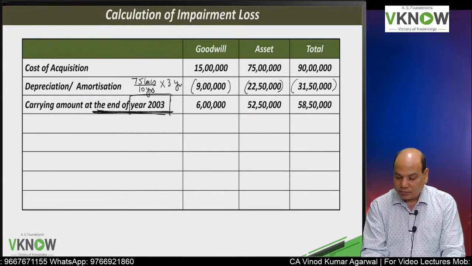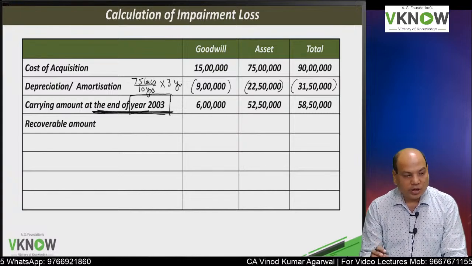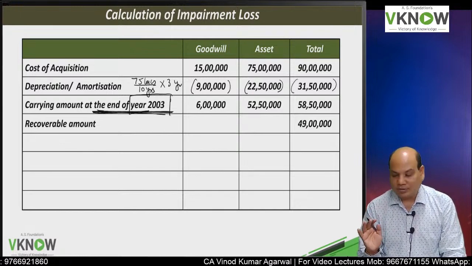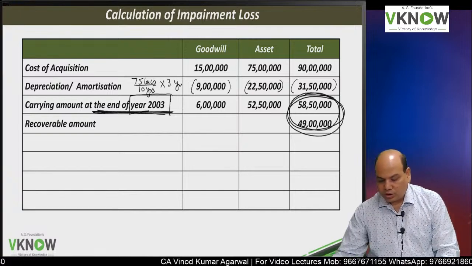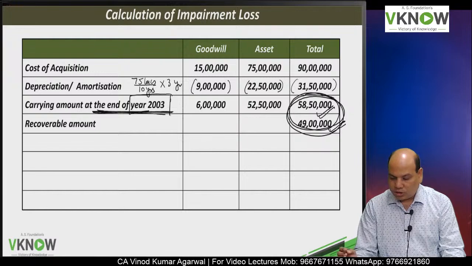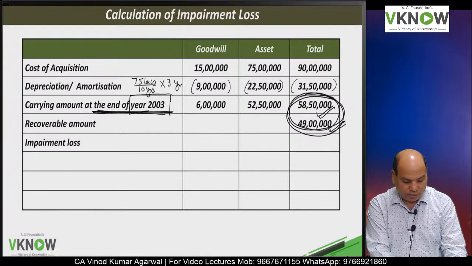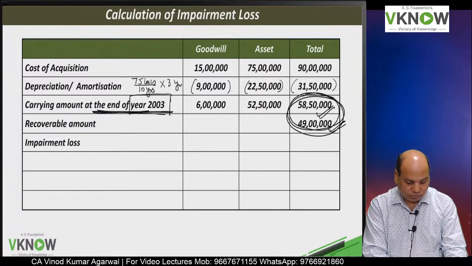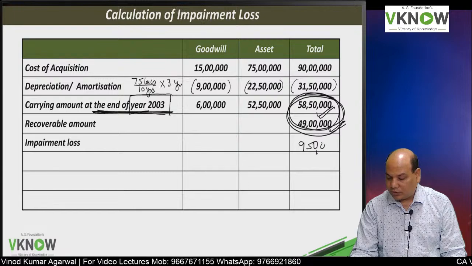At the end of this year, there was an indication of impairment. So we have computed the recoverable amount and we found that the recoverable amount is 49 lakh. Compare these two. Do you think there is an impairment? Yes, because carrying amount is more than recoverable amount. So the impairment loss is, let me calculate, 58 lakh 50,000 minus 49 lakh, 9 lakh 50,000. Impairment loss is 9 lakh 50,000.